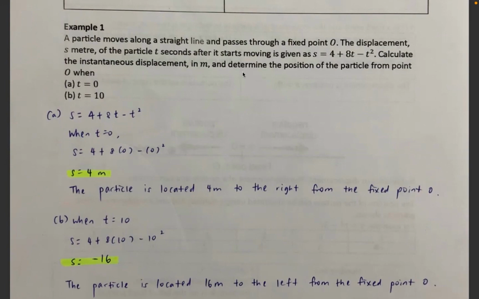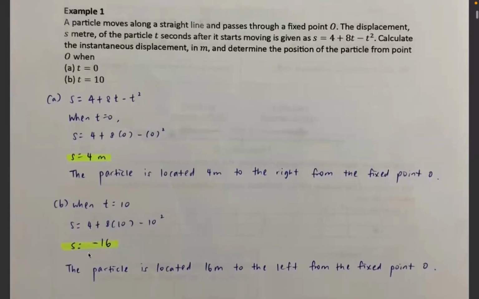For this question, they ask us to determine the position of the particle. So positive 4 means the particle is on the right-hand side, 4 meters to the right from the fixed point O. Next one, part B. Find the instantaneous displacement when t equals 10. Same thing, you just substitute t equals 10 into the S equation. After you press the calculator, we have S equals -16. Negative means the particle is on the left of the fixed point O.